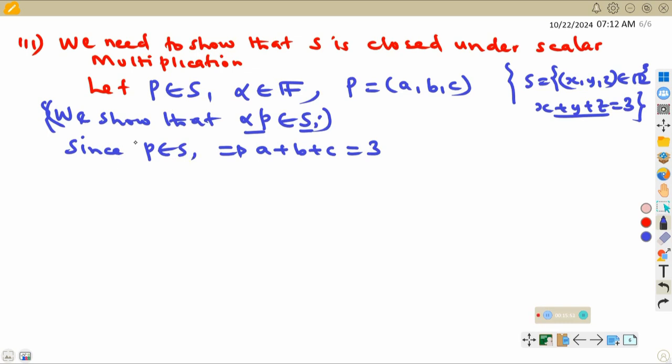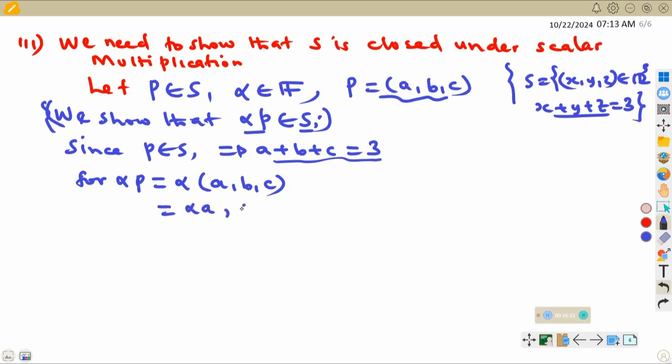Now, let us talk about alpha P. So what about alpha P? What is alpha P? Alpha P is the same as alpha into P. But what is P? P is the same as A, B, and C. P is this, not this one here. Don't substitute this. So P is A, B, and C. So this is the same as alpha A, alpha B, and alpha C. This is our alpha P.